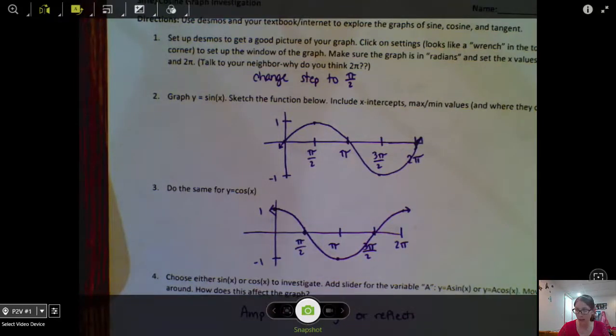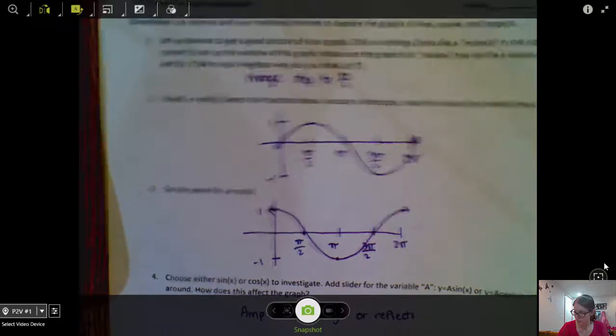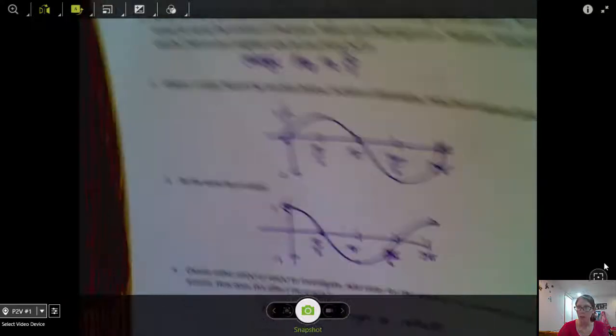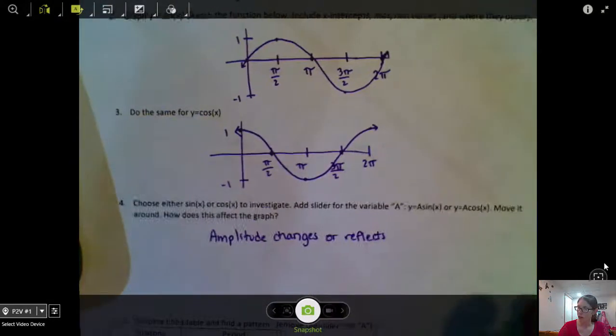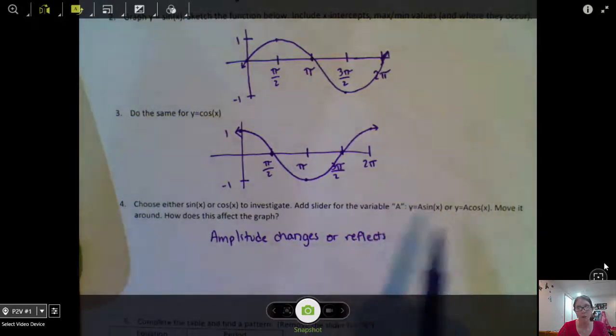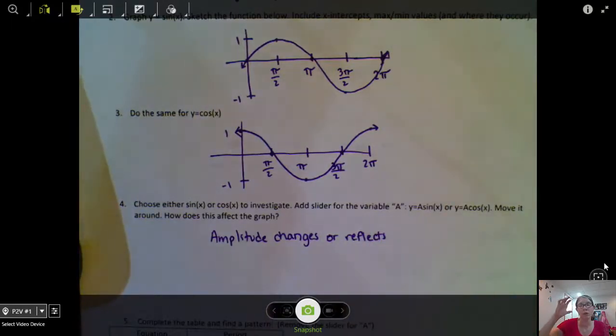Now also in your investigation, you found out that when we add that slider for A, and then move that A value around, your amplitude changes. If your A value gets larger, that amplitude increases. And if we have a negative A value, that's a reflection too, same as our transformations before.